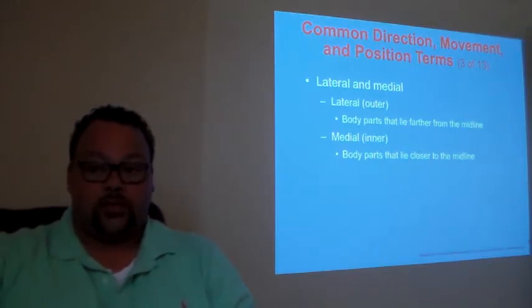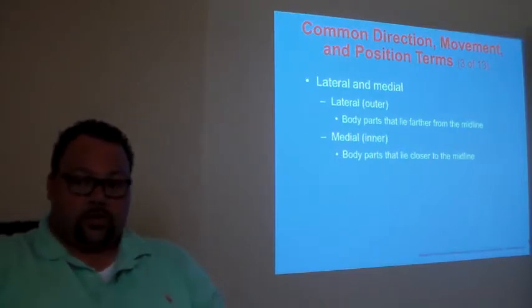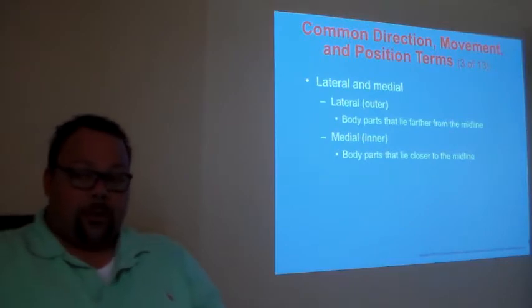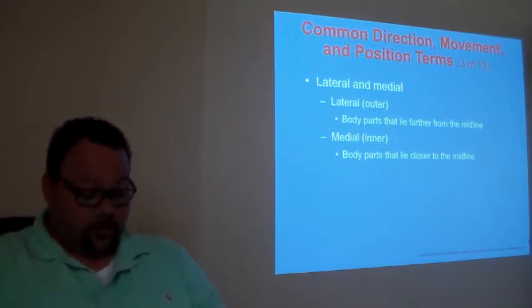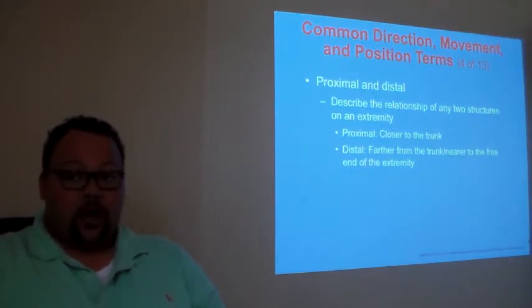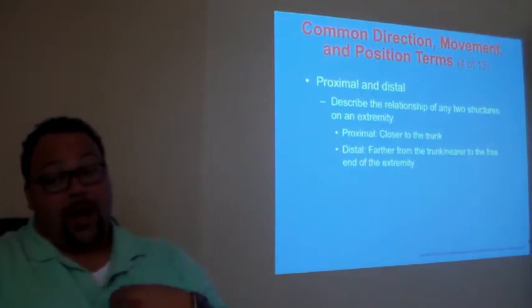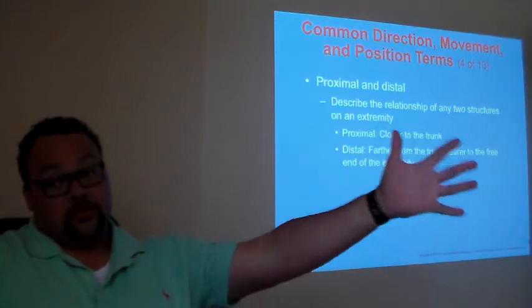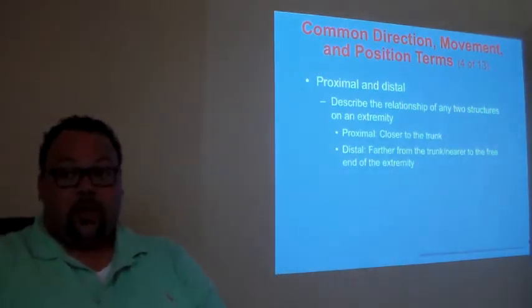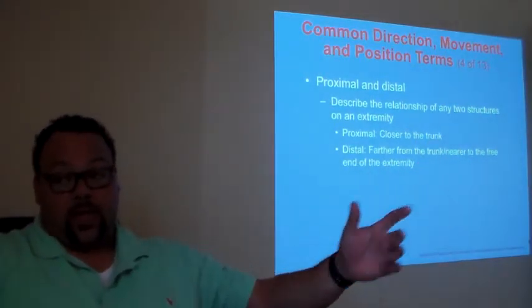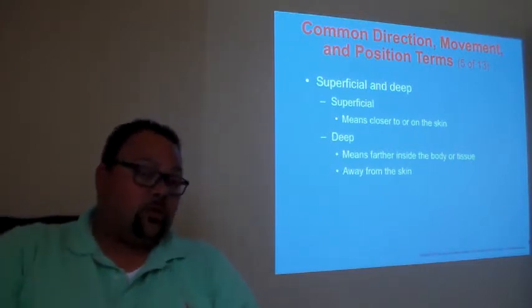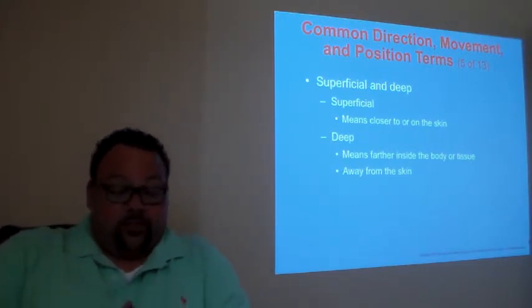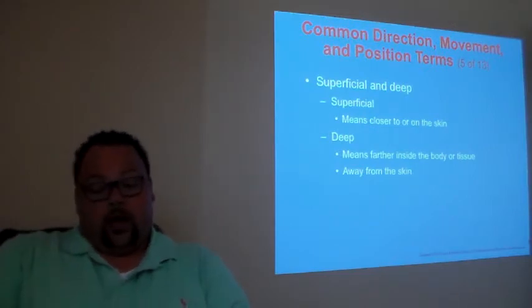I've kind of gone over all these already, but I'll just go over them again. These are body parts that lie farther from the middle versus medial, which are closer to the middle. Okay? Proximal and distal. Proximal means it's closer to the mid part of the body or the trunk, whereas distal is closer to the end of the extremity, or what they refer to as the free end. Superficial versus deep. That means something's closer to or on the skin versus underneath the skin, away from the skin.